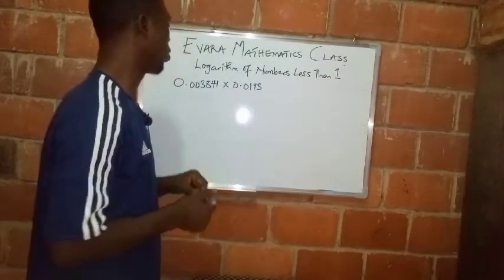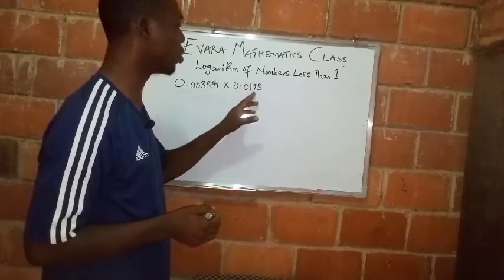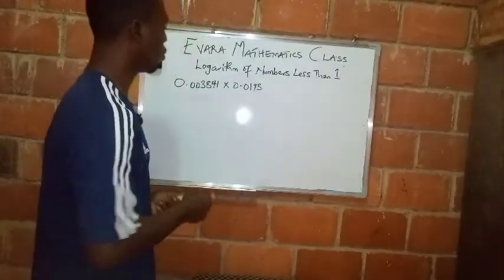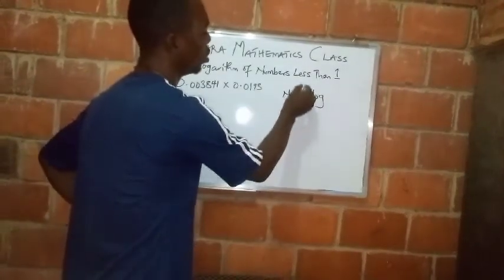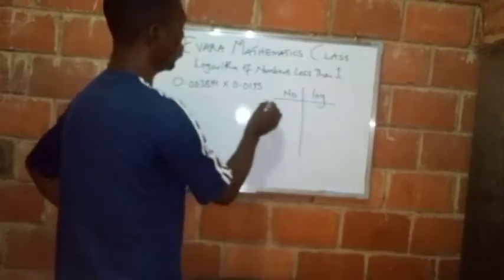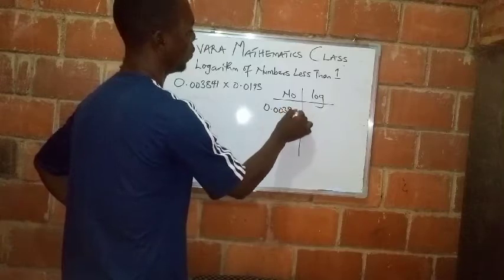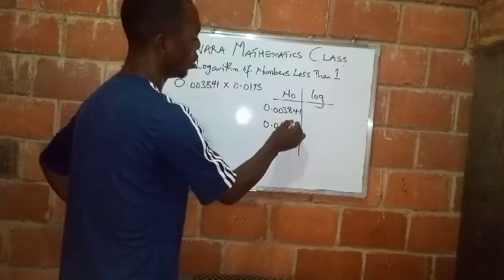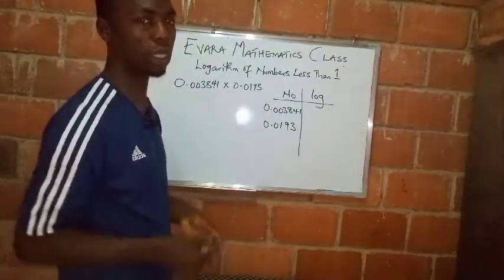So as usual, when you have 0.003841 multiplied by 0.0193, you have to multiply these two numbers without using a calculator. That means with the use of 4-figure tables. So usually you write number, log, then you put 0.003841, then the other one is 0.0193. So the first thing to get here is the integer or the characteristic.